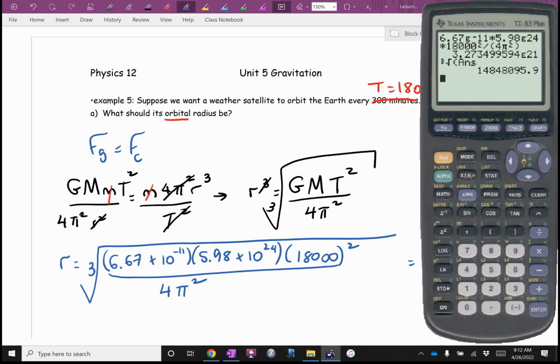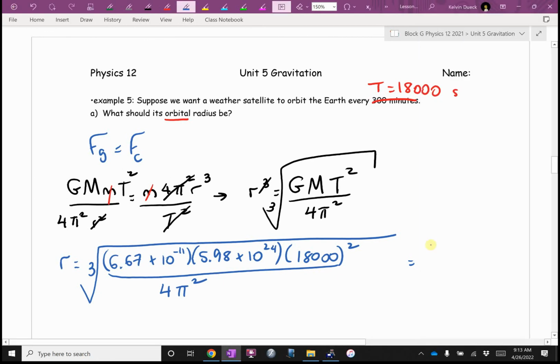Is there anybody that cannot find their cube root button? This is the time where I will come help you and show you where it is, because I'm a calculator nerd. You all know where it is on your calculator? Excellent. I think I'm going to write this in scientific notation. 1.48 times 10 to the 7. Units. It's a radius.